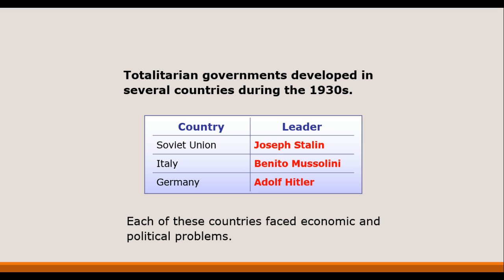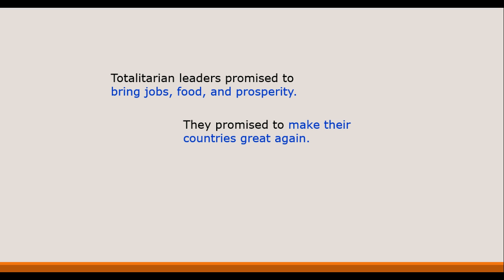You have three main totalitarian governments arising in the 1930s: Stalin in the Soviet Union, Mussolini in Italy, and Adolf Hitler in Germany. All three of those are going to arise out of economic issues, a lot of economic issues leading to political stress. Like I said before, these leaders are going to promise to bring jobs, food, prosperity, money. They're going to make their countries great again.